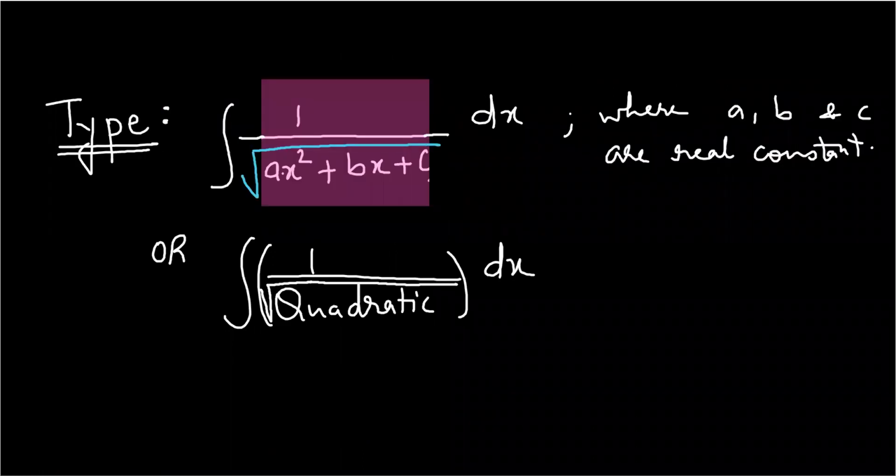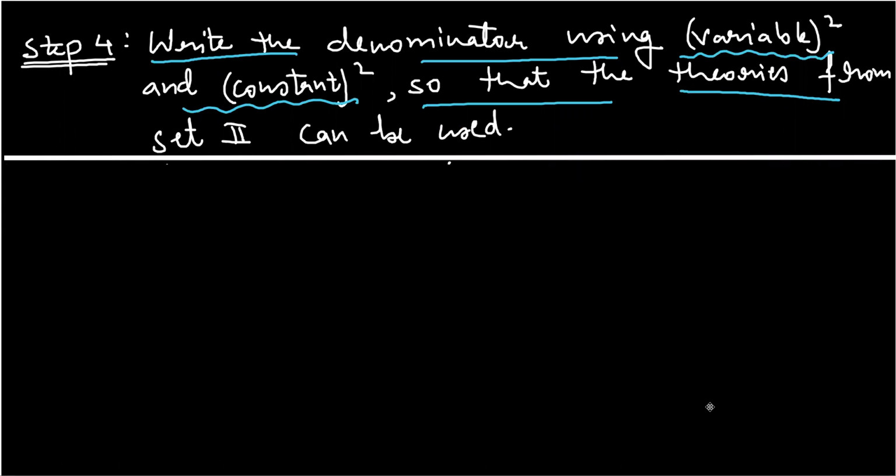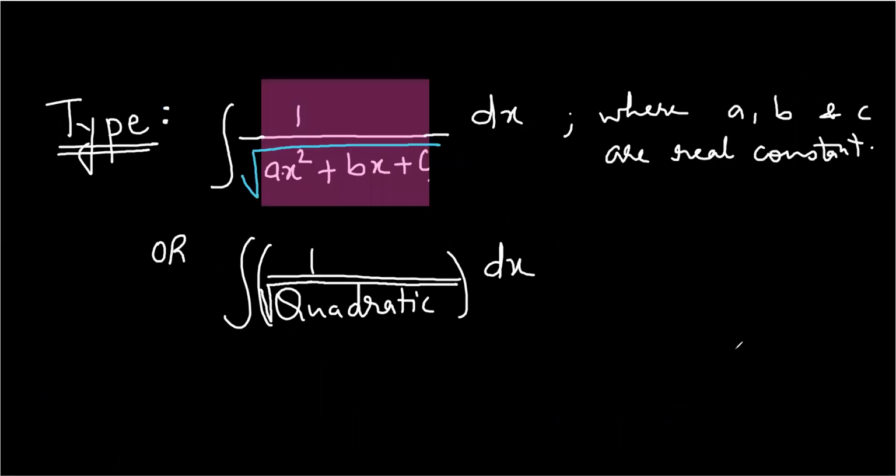So this is the type you have. What I will suggest you is to write the type. You may not write the method once again because the method is exactly the same. Just make a note that in this we will use set two theories. So please make note of this type. It is 1 upon root quadratic. So now we will solve a problem on 1 upon root of quadratic. The type is 1 upon root quadratic.